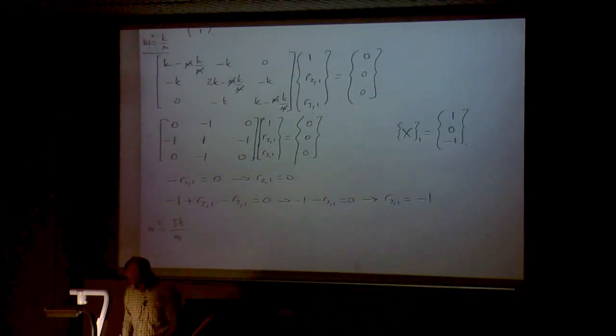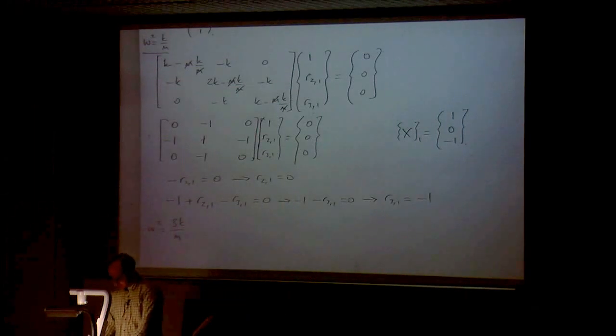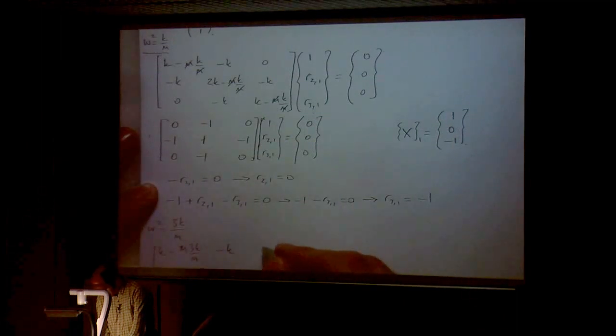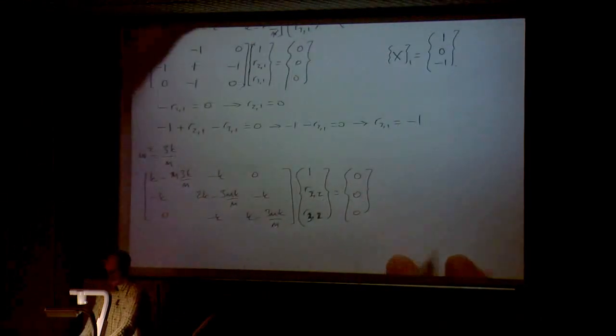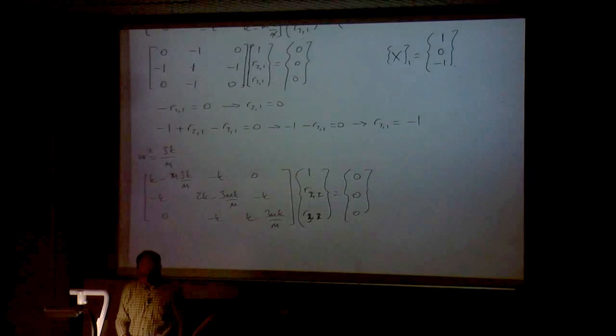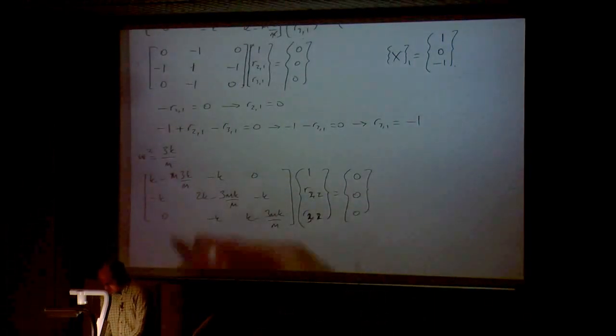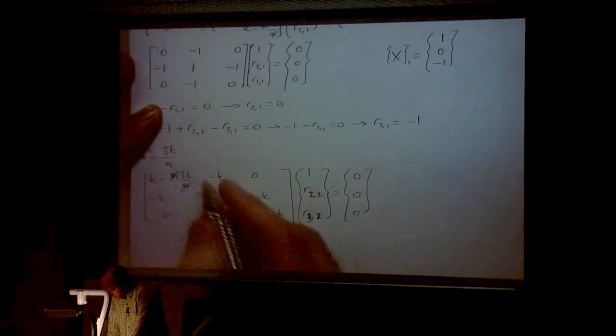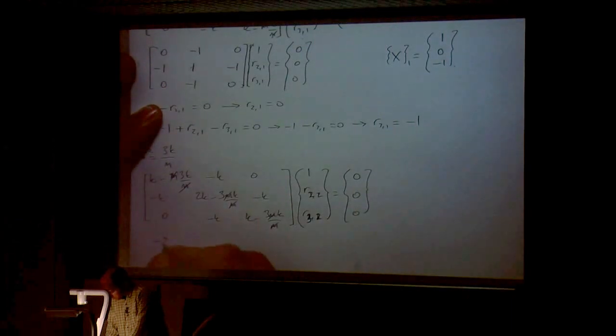And we repeat this process for 3k upon m being the omega squared. And so we can go through the process again. k minus 3k upon m, minus k, 0, minus k, 2k minus 3mk upon m. Okay, so there I've stuck in 3k upon m. Obviously the m's cancel and we can divide by k again. So we have k minus 3k, so this is obviously going to be minus 2.